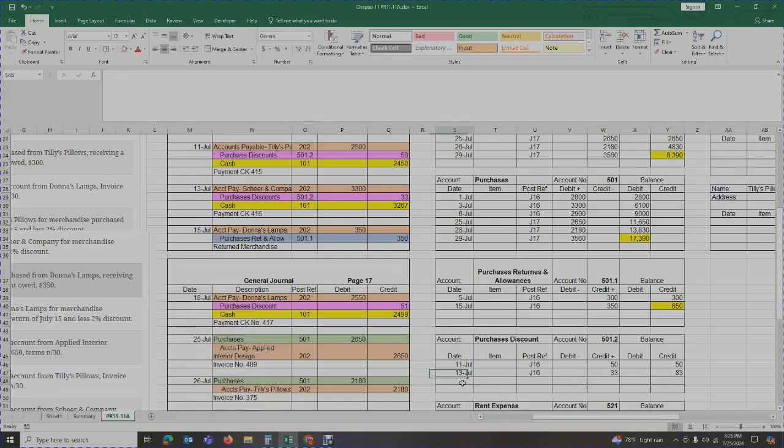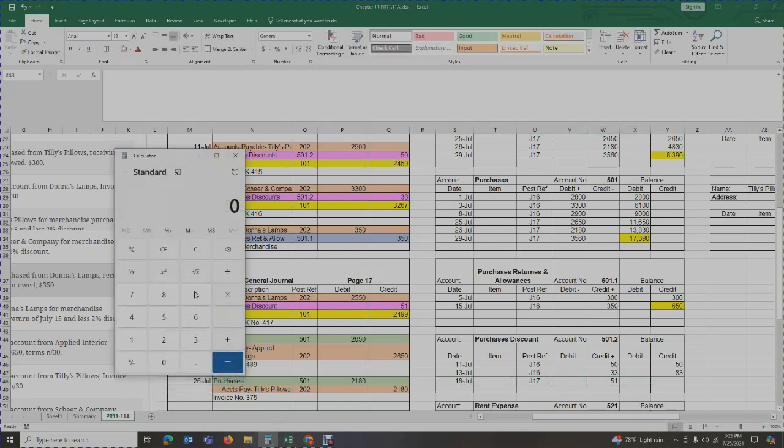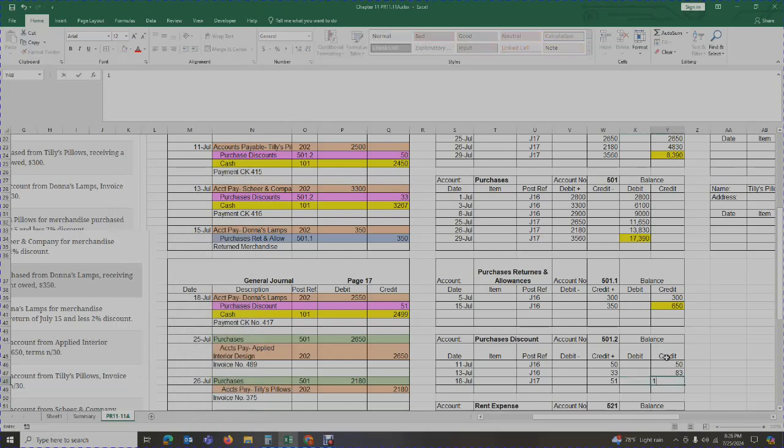And then my last transaction is on July the 18th. This is on journal 17, page 17, and I've got a credit of $51. So we're going to take the $83 plus the $51. That'll be a $134 credit. That is my ending balance for purchases discounts, a credit of $134. And then we're going to put here 501.2.